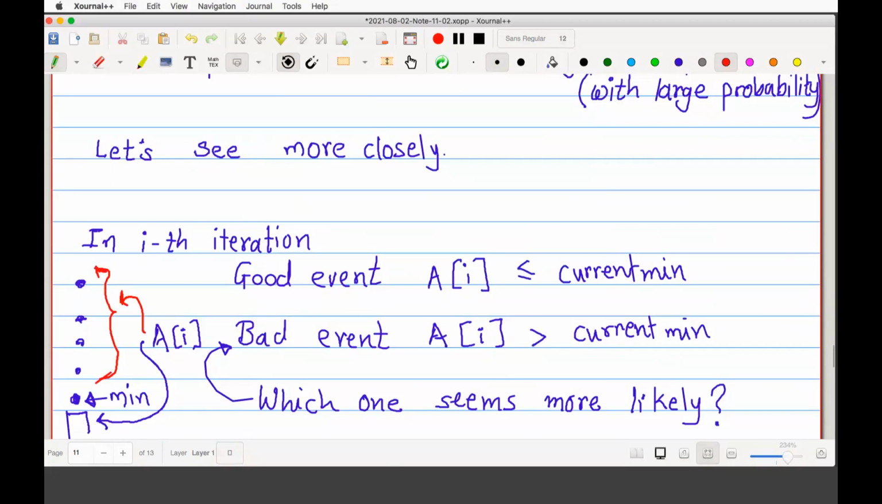So does that sound reasonable? Is everyone convinced that the bad event seems more likely here?